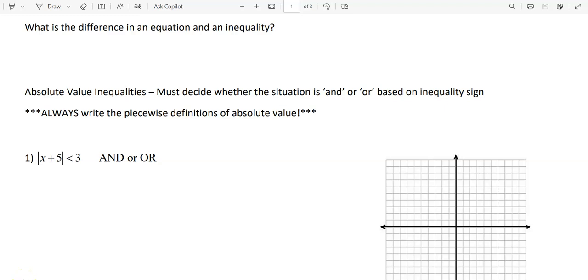All right, we got to start absolute value inequalities. So we've been solving absolute value equations. Now we got to do inequalities. What's the difference between an equation and an inequality? Okay, one has an equal sign, one has an inequality sign. What does that mean for your answers? Like when you solved your problems on the boards.